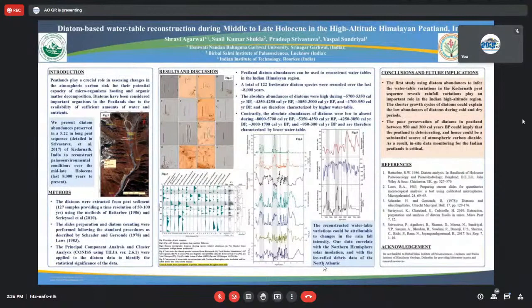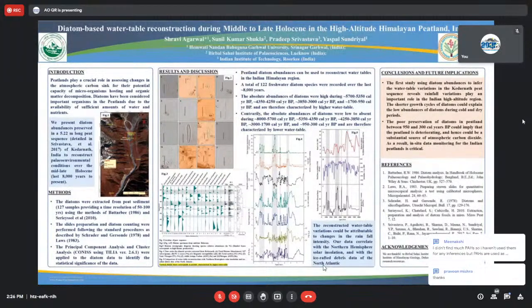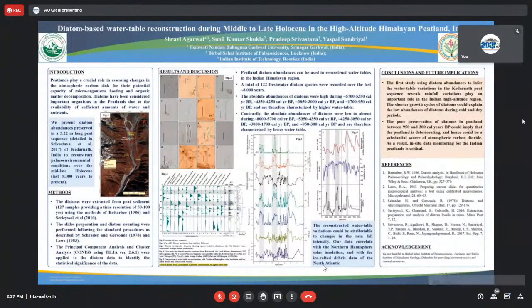A total of around 122 freshwater diatom species were recorded over the last 8,000 years. The principal component analysis applied to all diatom species yielded 16 main species that contributed significantly over the last 8,000 years. Among those, the two species Brachysira neoexilis and Tabellaria flocculosa were found to be the most abundant over the last 8,000 years, and the 16 species yielded from principal component analysis are shown in figure 2.